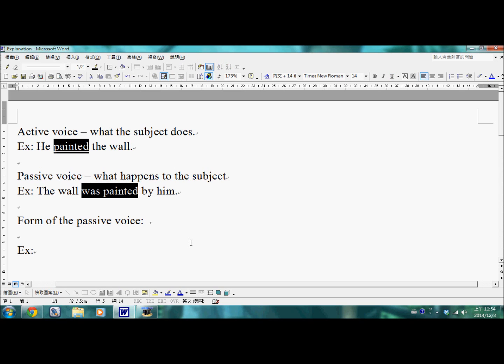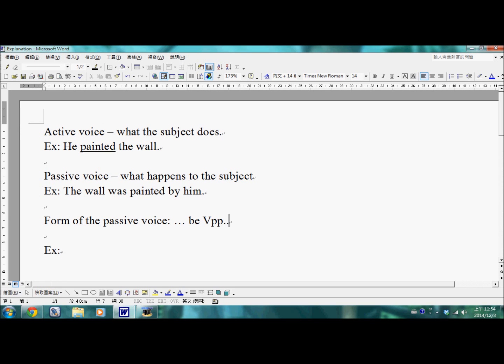One additional thing has been added. It is the be verb. So the form of the passive voice is be verb with verb past participle. In passive voice, we need to use be verb and verb past participle. This is how we let people know that this sentence is written in passive voice. Okay, let's look at more example.